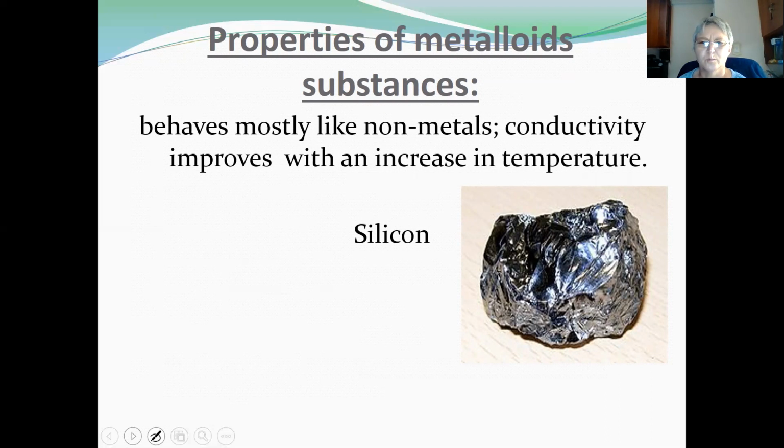increases. For any other type of element, the metals, their conductivity will decrease as the temperature increases because the resistance will be increased. We'll discuss this in more detail in another lesson.